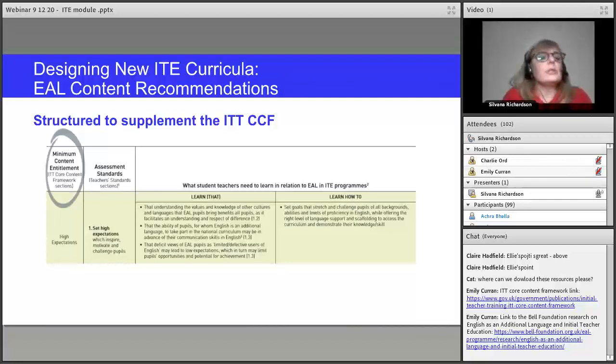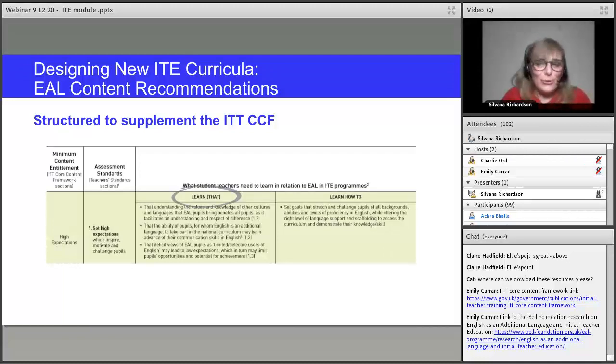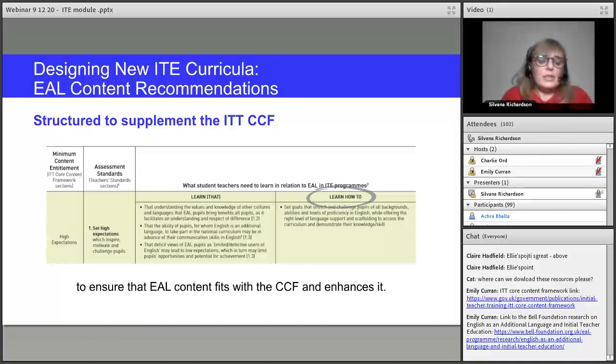So we've got the minimum content entitlement as stated in the ITE core content framework. We've got the assessment standards, again, that feature in the teacher standard sections. And then we added the EAL related content: what we thought student teachers needed to learn in relation to English as an additional language in initial teacher education programs. And I'm sure that's very familiar to you because again, it echoes the structure of the ITT core content framework. We've got learn that statements and learn how to statements, echoing that structure. This, of course, as I said, was to ensure that EAL content fits with the core content framework and enhances it. And it visualizes for ITE tutors and providers what the EAL aspect of the core content framework was.